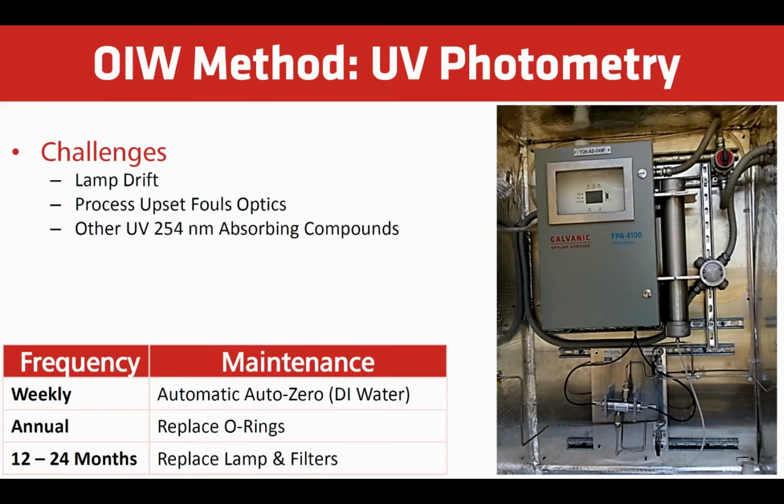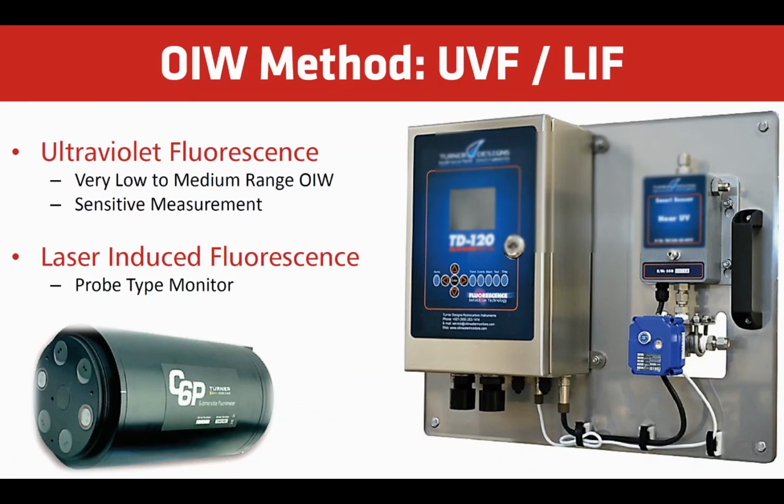Scheduled maintenance for UV analyzers is weekly auto zero, annual O-ring replacement, and replacing the source lamp and filters every 1 to 2 years. Ultraviolet fluorescence is another optical method for oil and water that performs a sensitive measurement for very low to medium ranges of oil and water. This is probably the most widely used technology for oil and water detection. UV fluorescent uses a slipstream for installation, while laser-induced fluorescent can be used for probe-type installations.